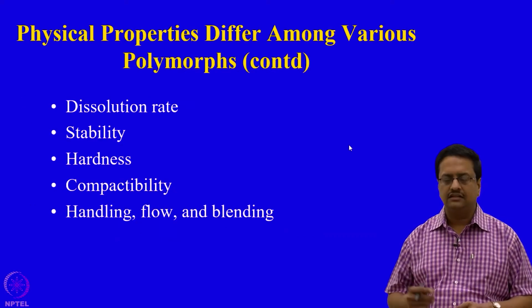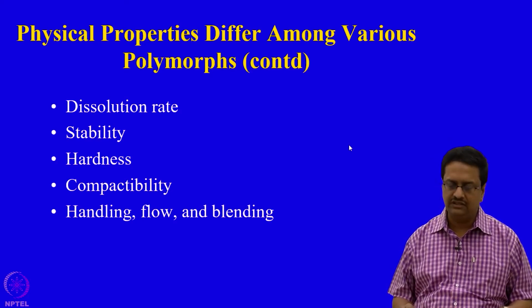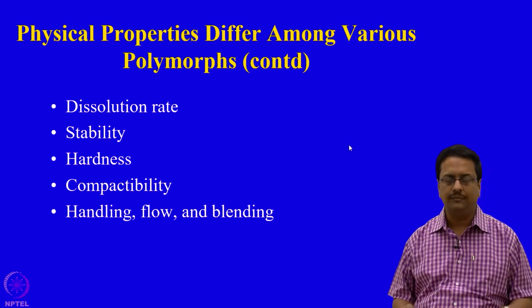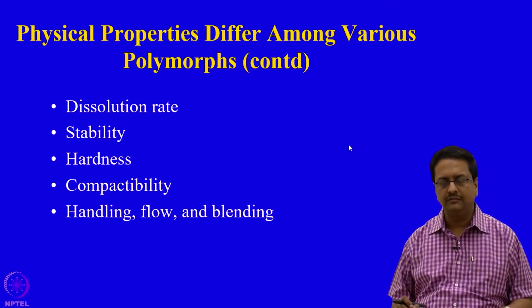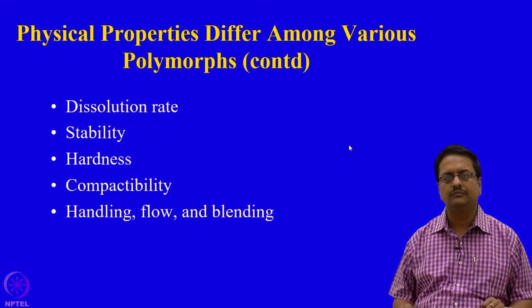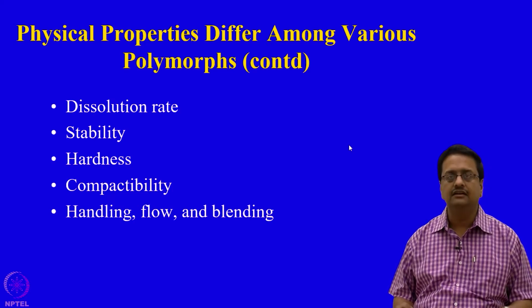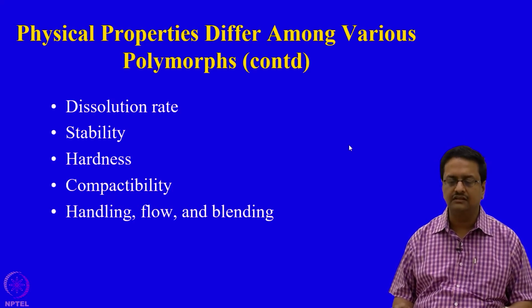structures. In addition, there may be differences in dissolution rate, solubilities, hardness, compactability, handling procedure, flow and blending methods. Like one polymorph may be free flowing, one polymorph may be sticky. These are different physical properties that are seen to be different in the case of different polymorphs.